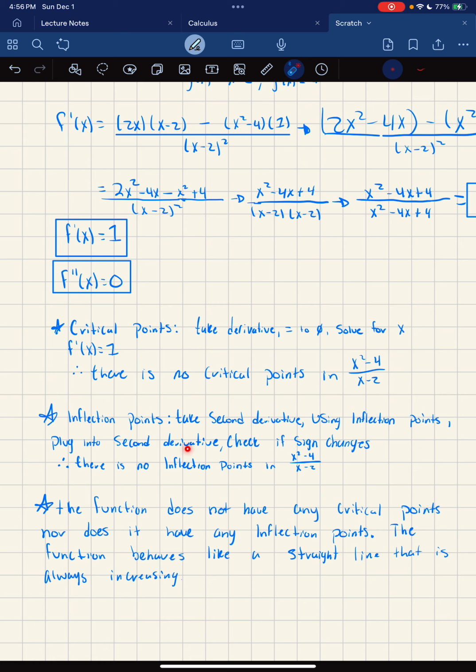Okay, so the function does not have any critical points, nor does it have any inflection points. The function behaves like a straight line that is always increasing, just like how I showed you on this graph right here.